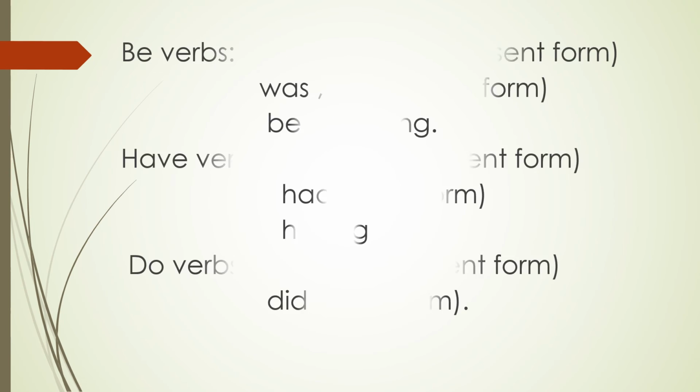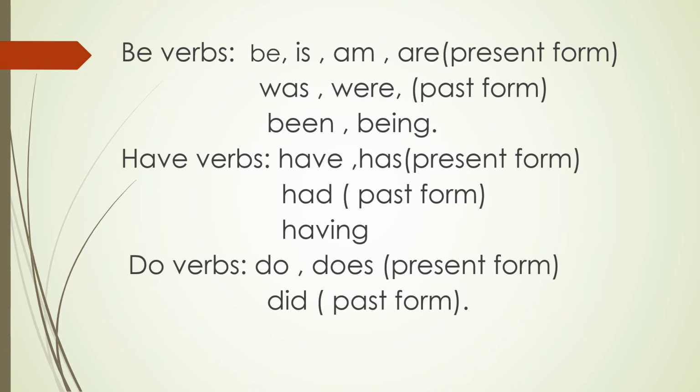What are they? Be verbs, have verbs, and do verbs. So what are be verbs? Be, is, am, are. These be verbs are in present form. What is their past form? Was, were. Was and were are the past forms of be verbs. And been, being. Been is the participle form and being is the ing form. So these are be verbs.